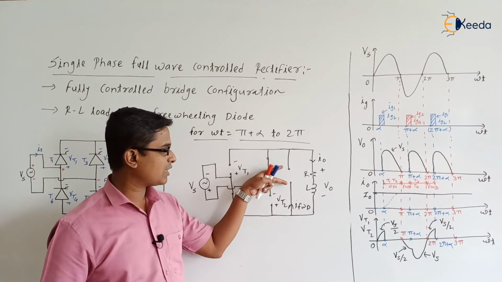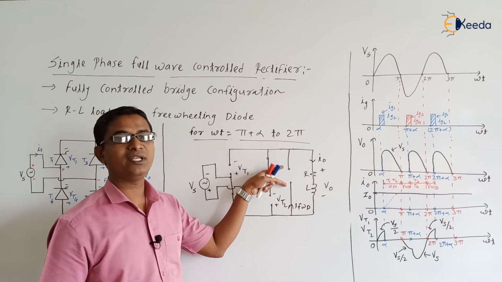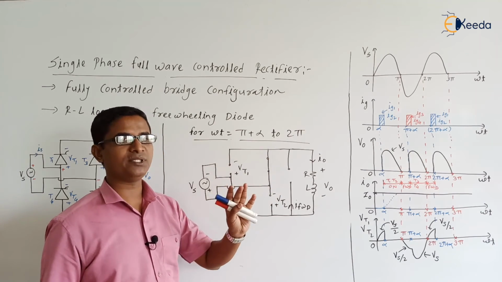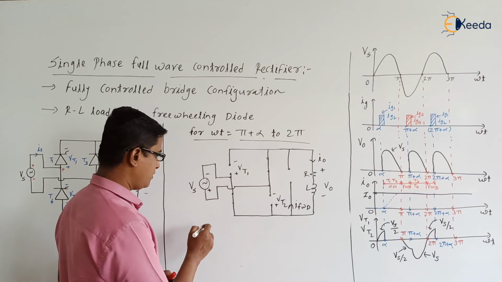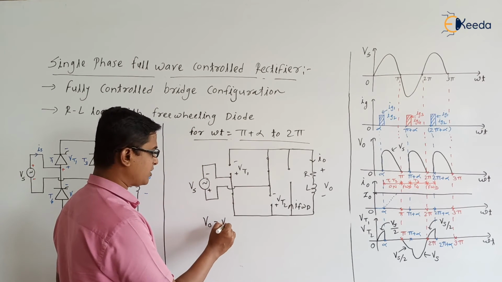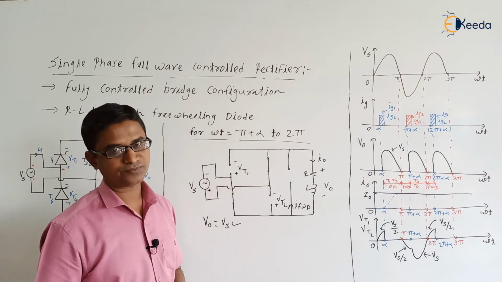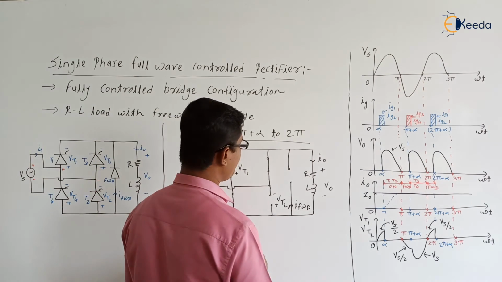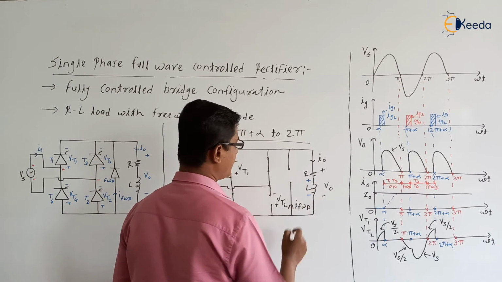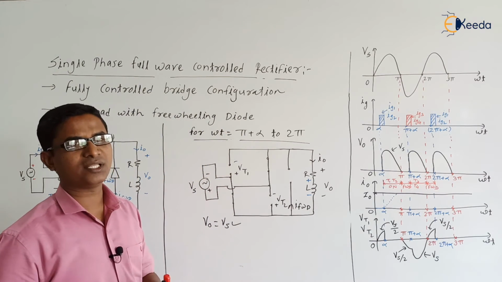The freewheeling diode will feel the reverse voltage, so it will be in the off state. Next, what is the V0? If you apply the KVL, V0 will be the same as the supply voltage, and it is positive. I0, current is flowing from source to load, therefore the inductor is storing the energy, so plus here and minus here. The inductor is storing the energy.